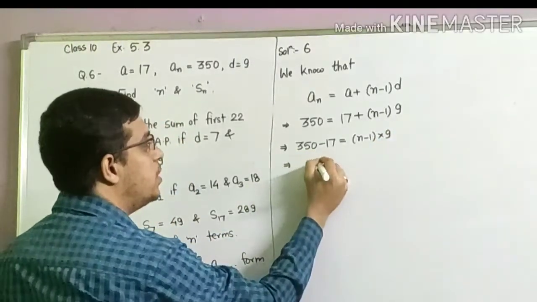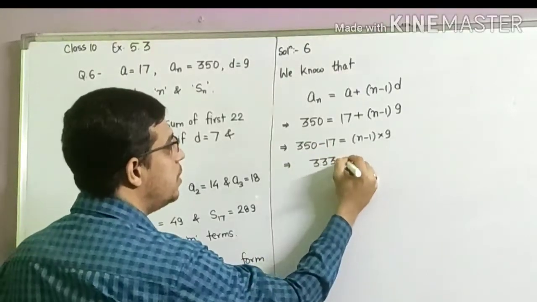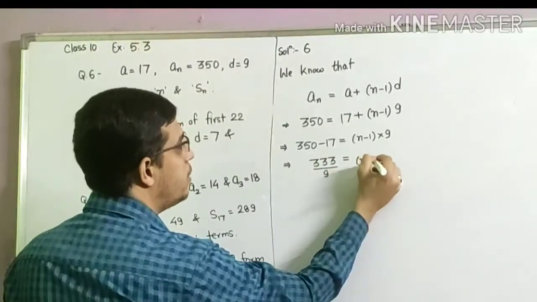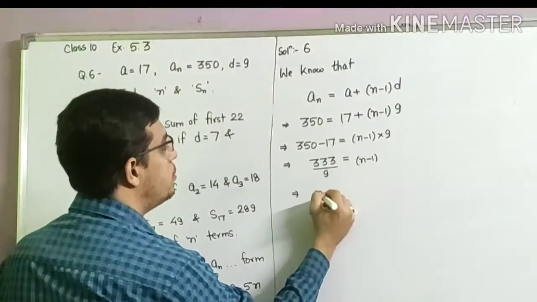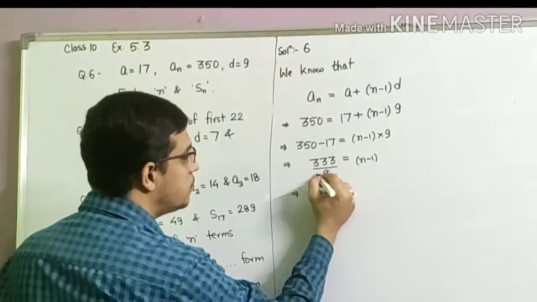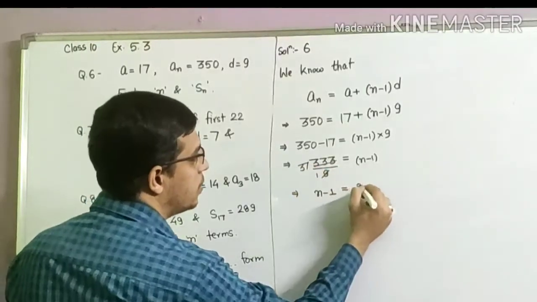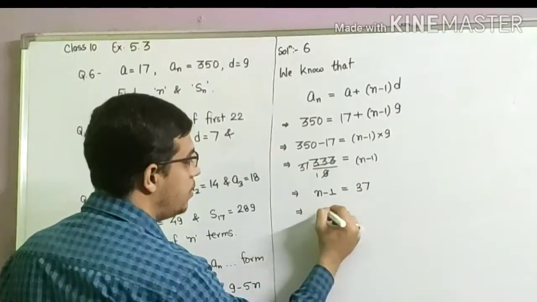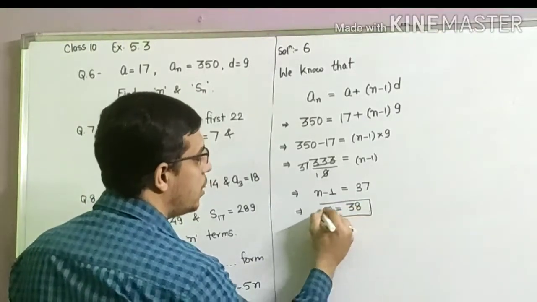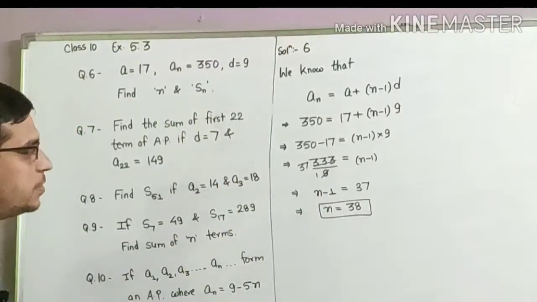Now 350 minus 17 is 333. This 9 will come down, 333 by 9 is equal to n minus 1. When you cancel, 9 1s are 9, 9 3s are 27, 9 7s are 63, that is 37. So n minus 1 is 37, and the value of n will be 38. N we got, that is 38.